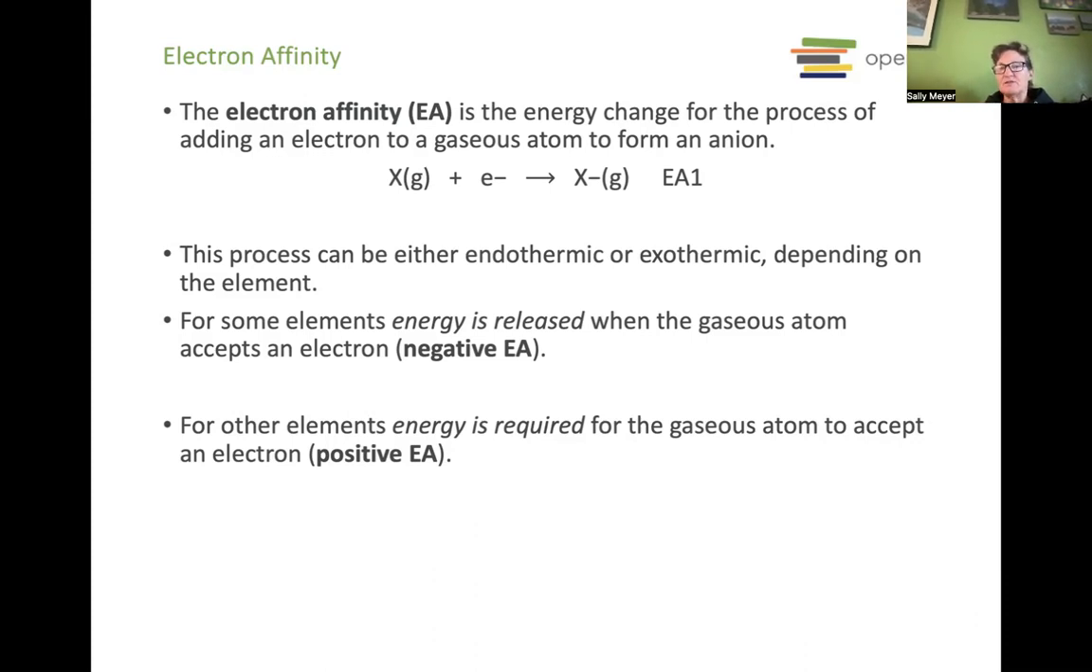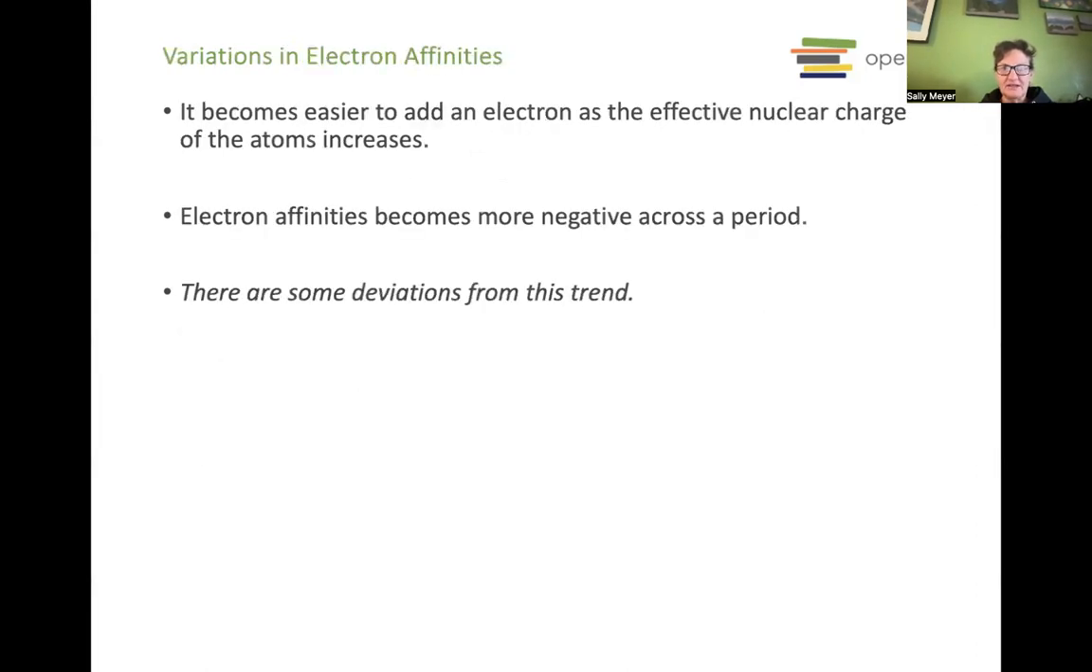Ionization energies were always positive. You always had to put energy in. It was always endothermic. But with an electron affinity, it's a little bit different. Sometimes it's a process that happens, and sometimes you can't get it to happen. So for some elements, energy is released when the gaseous atom accepts an electron, and for others, energy is required for the gaseous atom to accept an electron. So it can either have a negative or a positive electron affinity.